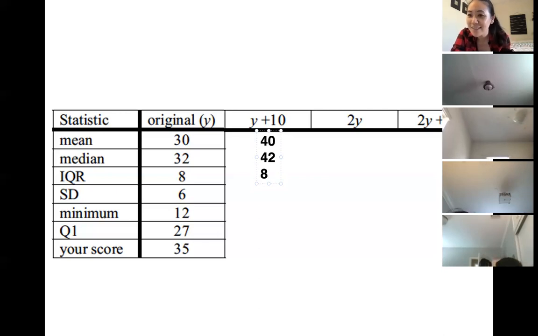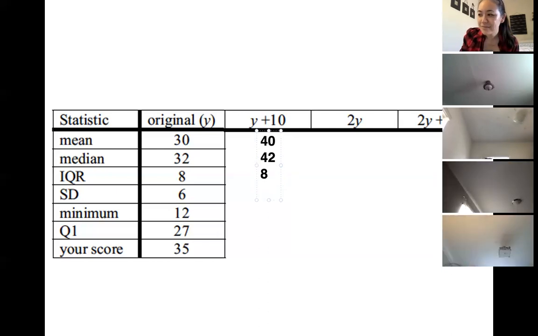Good, 8. Why is it 8 and not 18? Because measures of spread are unchanged by adding a constant. Good, nice. IQR is a measure of spread, doesn't change when you add a constant. Nice. All right, Amanda, what about standard deviation? 6. 6, good. Nice, Amanda.